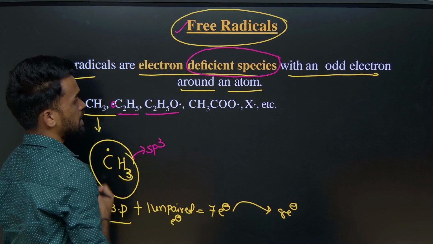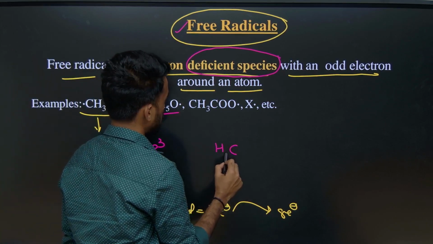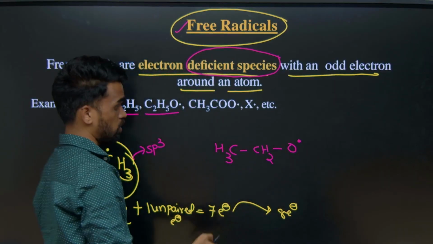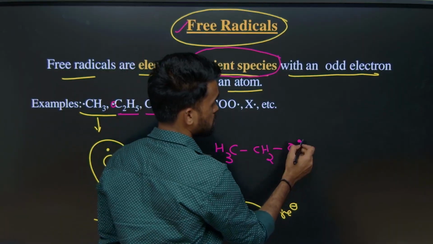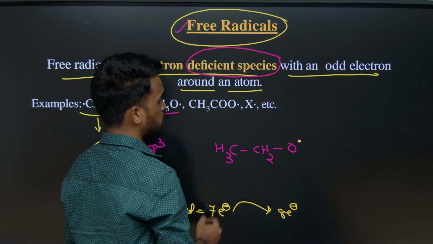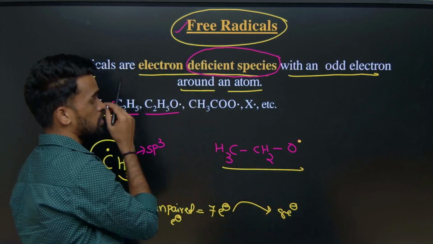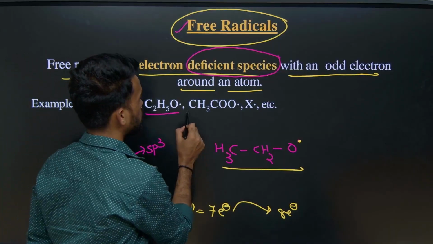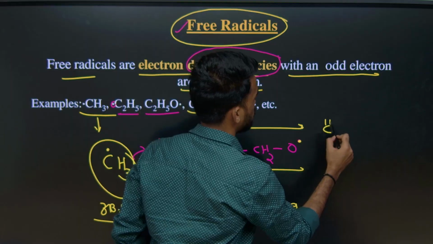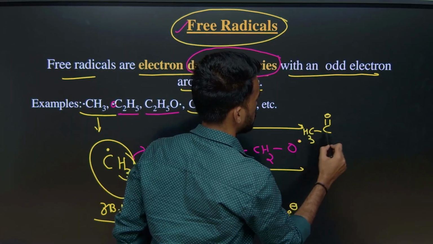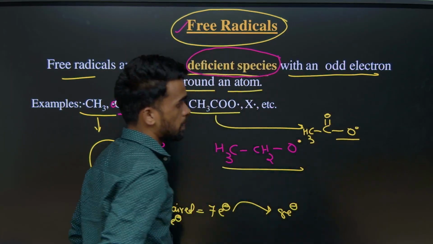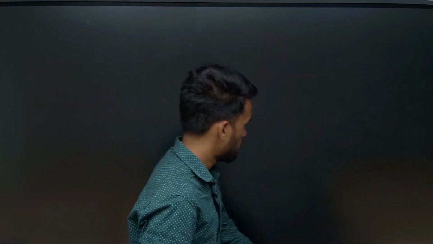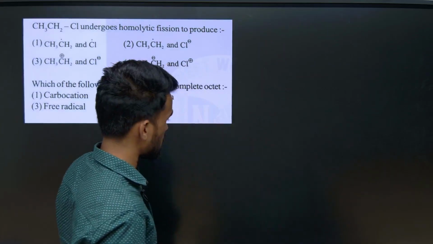Here the ethoxide free radical, CH3CH2O with a dot on the oxygen, which means a radical electron is there. So this is also considered a free radical only. All these are paramagnetic. Here you can also see the acetate free radical, like this. That is also a free radical only. All these are paramagnetic.